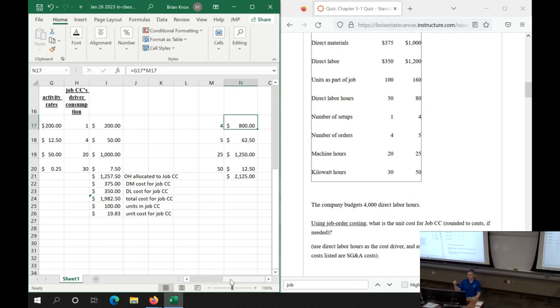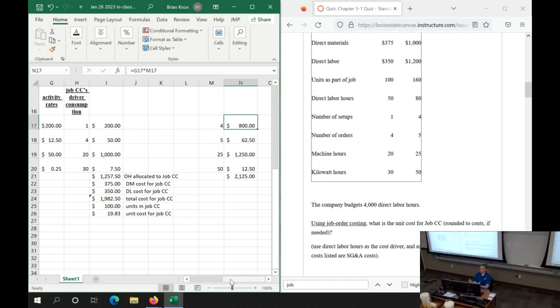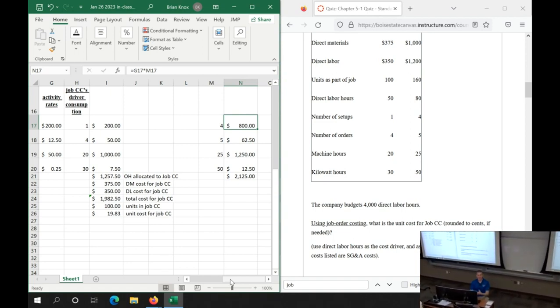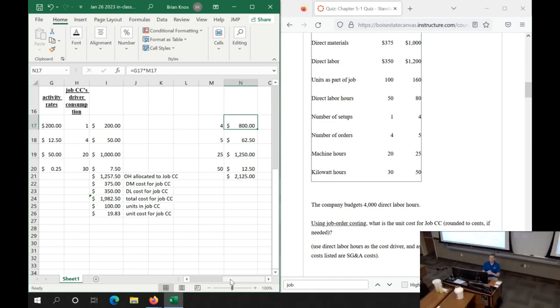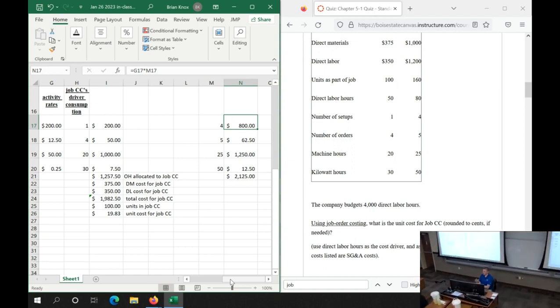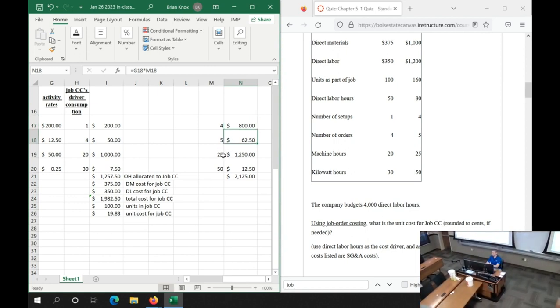And if we were doing activity-based management, then we would say, hey, is there some way we could change our process to reduce the number of setups? Because there's a lot of overhead costs related to that. And we could accept jobs that use fewer setups. We could change our process and train our workers such that they do fewer setups, change the workflow somehow. That would be a way that we could move forward using activity-based costing information.